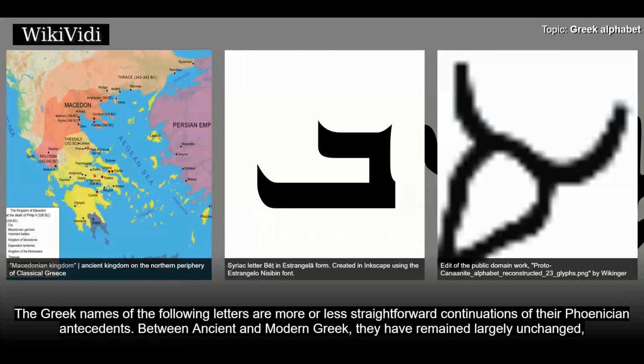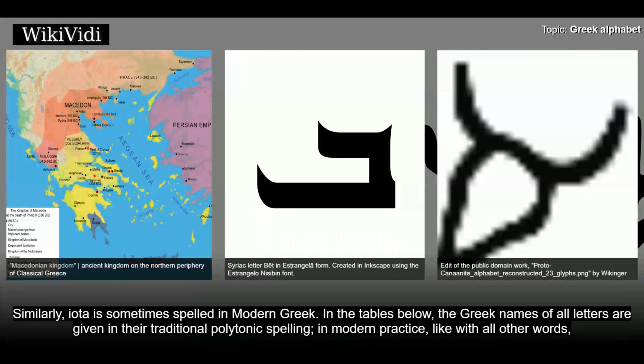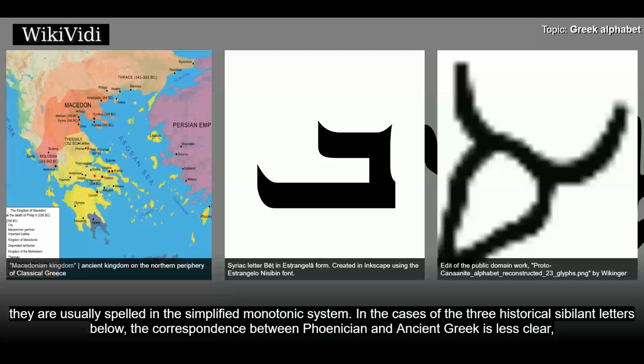The Greek names of the following letters are more or less straightforward continuations of their Phoenician antecedents. Between ancient and modern Greek, they have remained largely unchanged, except that their pronunciation has followed regular sound changes along with other words. The name of lambda is attested in early sources as besides. In modern Greek the spelling is often reflecting pronunciation. Similarly, iota is sometimes spelled differently in modern Greek. In the tables below, the Greek names of all letters are given in their traditional polytonic spelling. In modern practice, like with all other words, they are usually spelled in the simplified monotonic system.